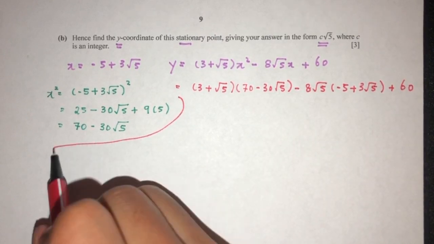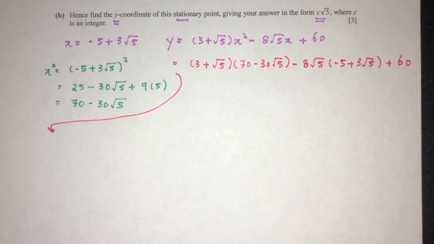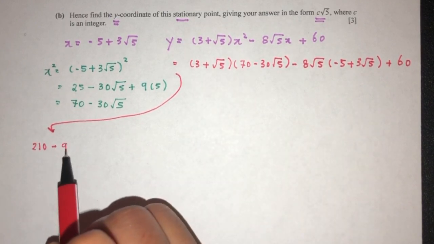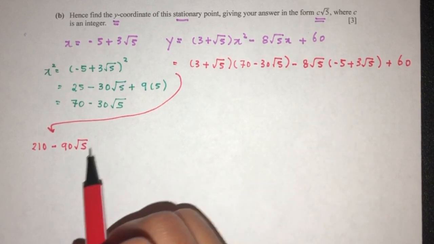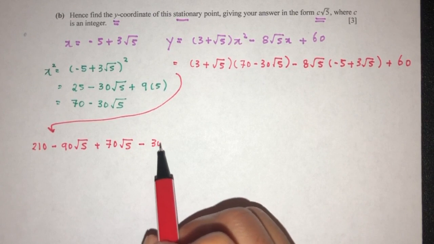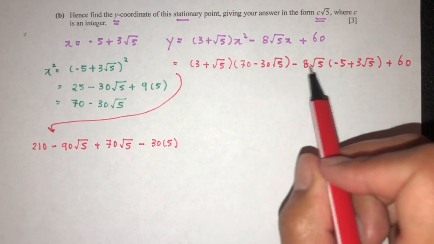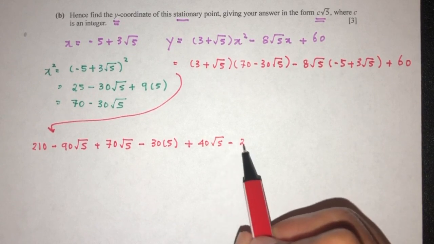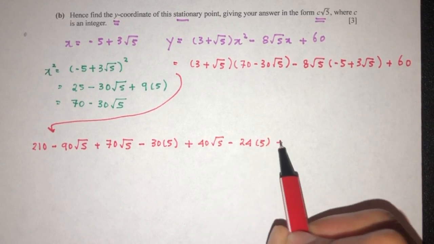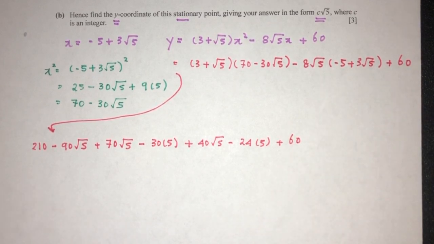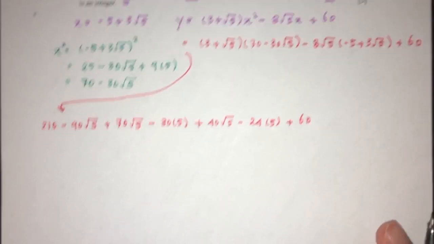Let's continue here. We have more space. So step by step, 3 times this will be 210 minus 90 root 5. That should be plus 70 root 5 and minus 30 times 5. That'll be this one. Now this one plus 40 root 5 minus 24 times 5 and plus 60. Because root 5 times root 5 is just 5, right? Now again, we just have to expand this, you will get this. Now step by step we have to simplify. So let's see what happens here.